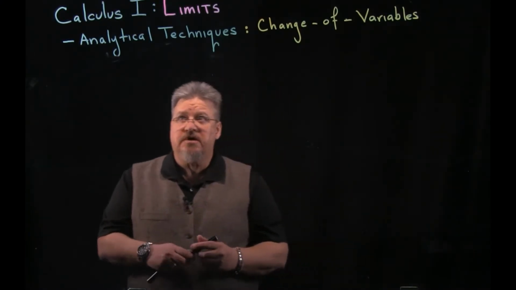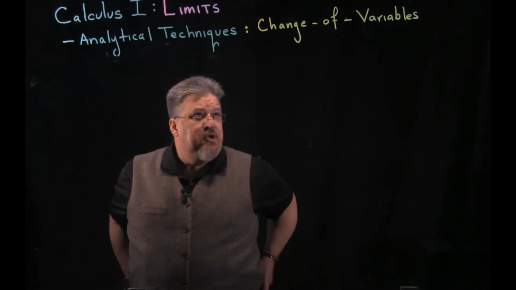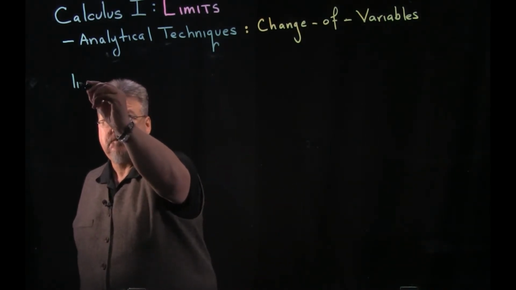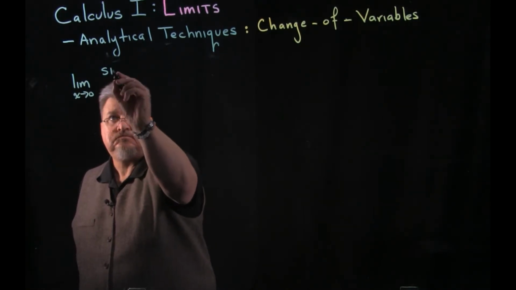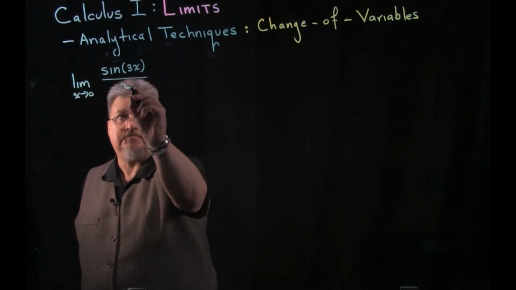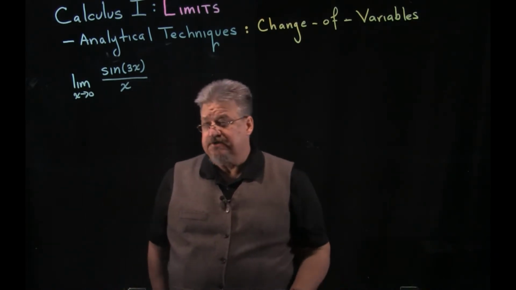Okay, so let's look at another analytical technique that's not understood well, change of variables or substitution. Let's look at that by way of an example, a simple example. The limit as x goes to 0 of sine of 3x over x.